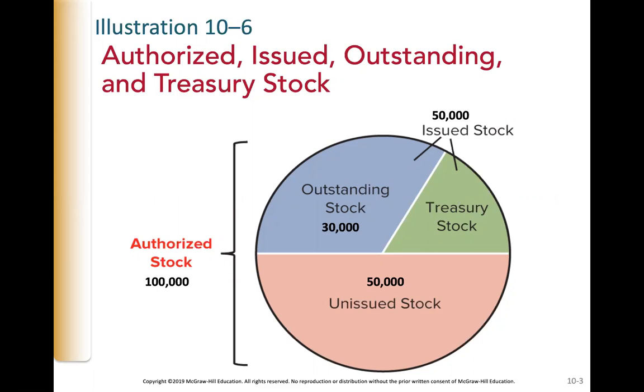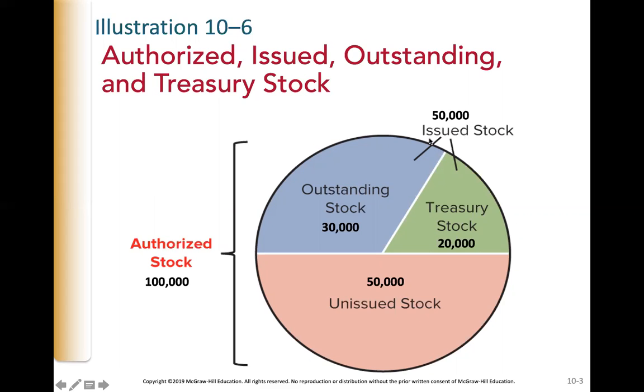Outstanding stock is the number of shares held by investors. Only these shares receive dividends. The second type is treasury stock. Treasury stock is the number of shares repurchased by the company. So if you notice, my outstanding and my treasury equals my 50,000 issued.